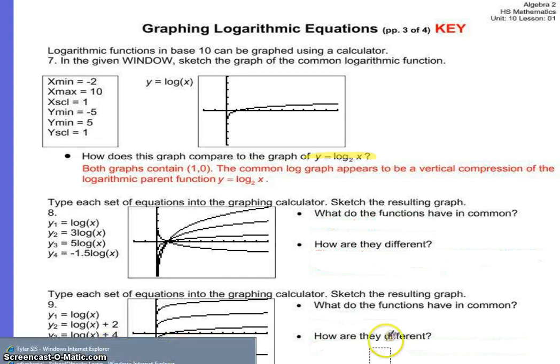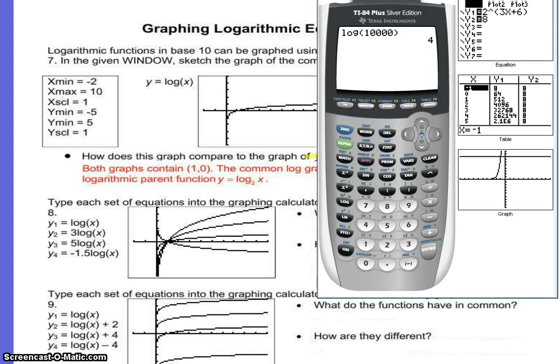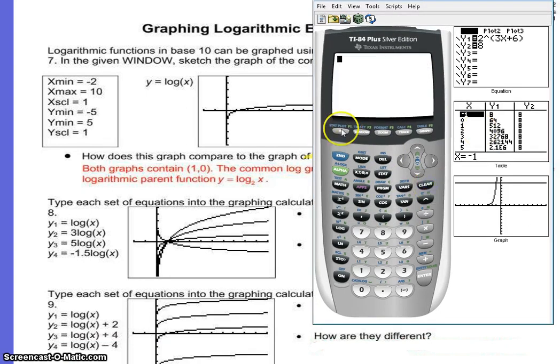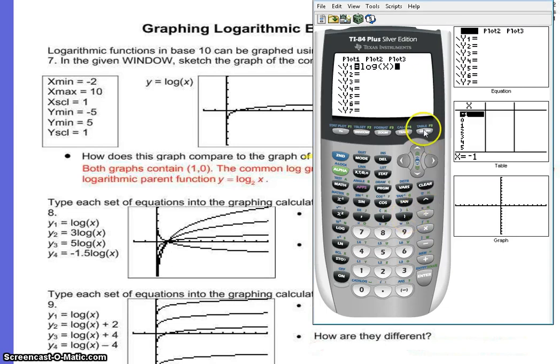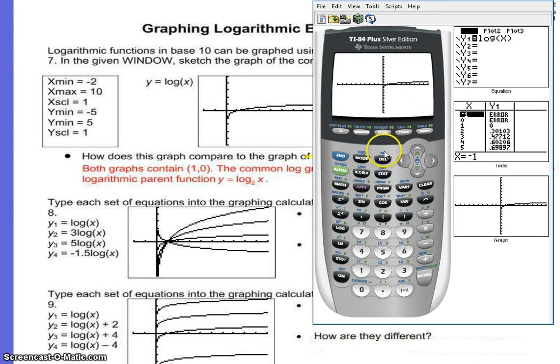So let me just show you quickly how to type this in your calculator. So I'm going to put my calculator up on my screen. And I can go to y equals, and I just want you familiar with this, even if you don't have a calculator at home. I'm going to go to my computer screen, and I'm going to tell it log, which is the button next to the 7, and I'm going to tell it of x, because I know that it's automatically considered base 10. Then I can simply hit my graph. Now, they're telling you to change your window, which is why they look a little bit different. I just want you to be familiar with how to plug it in.